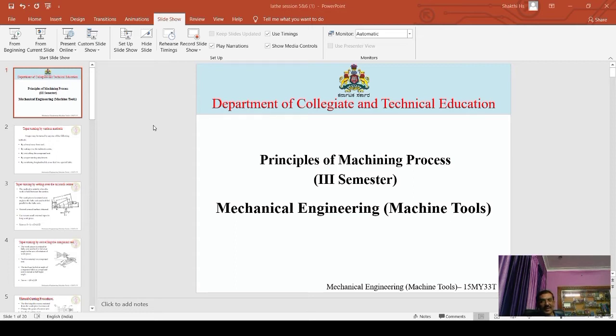at various levels. The setting over method is suitable for small tapers, and in this type the tailstock is moved from one side to the other. In the compound rest method, the compound rest slide is moved to the other side by using a calculator, at angles calculated from the small diameter and large diameter. And another one is the form tool method.